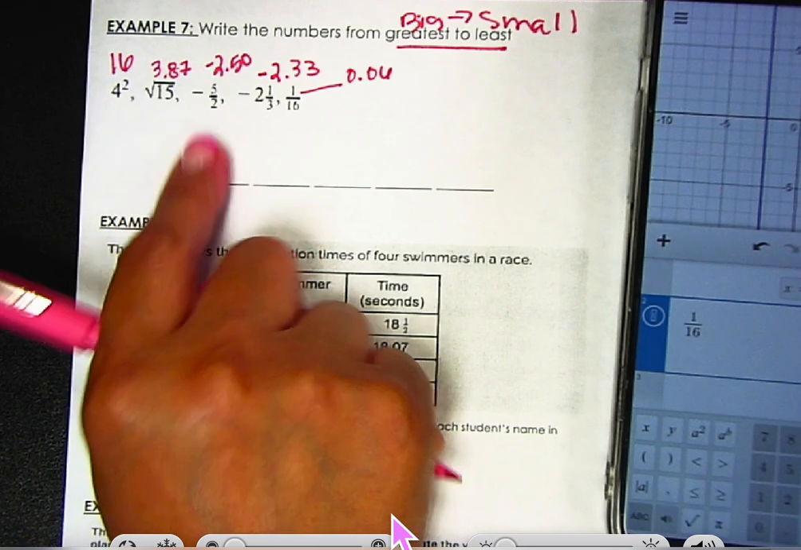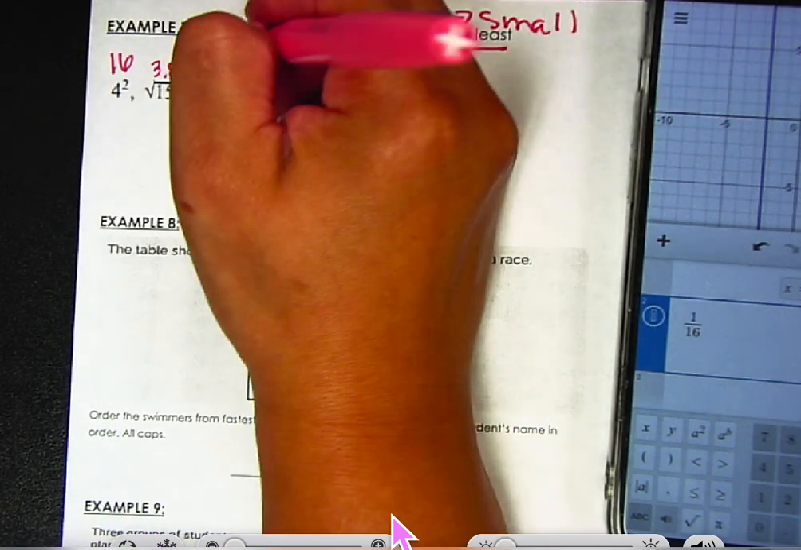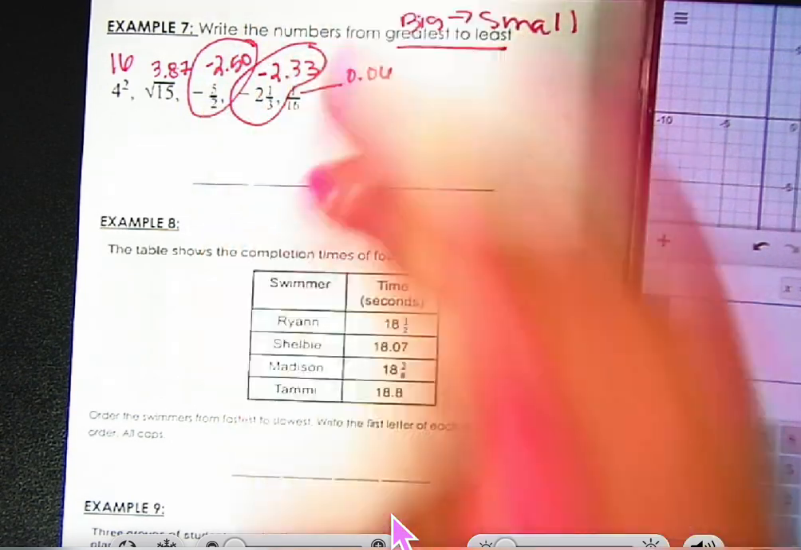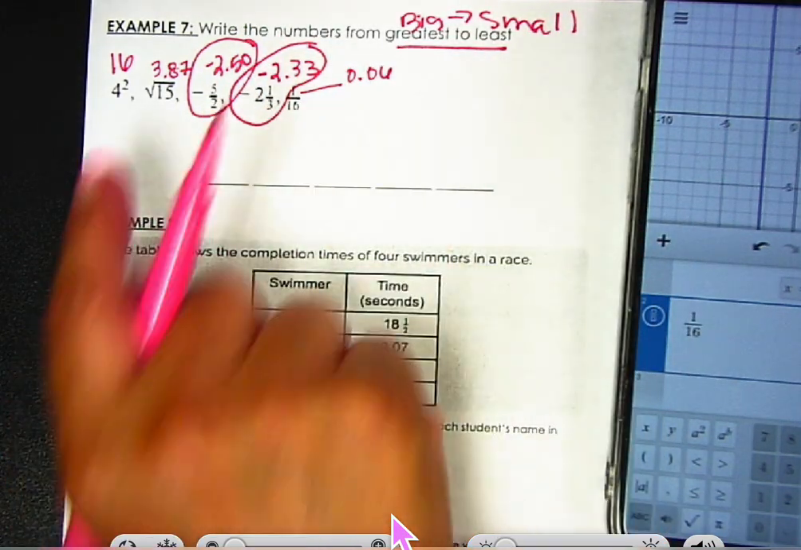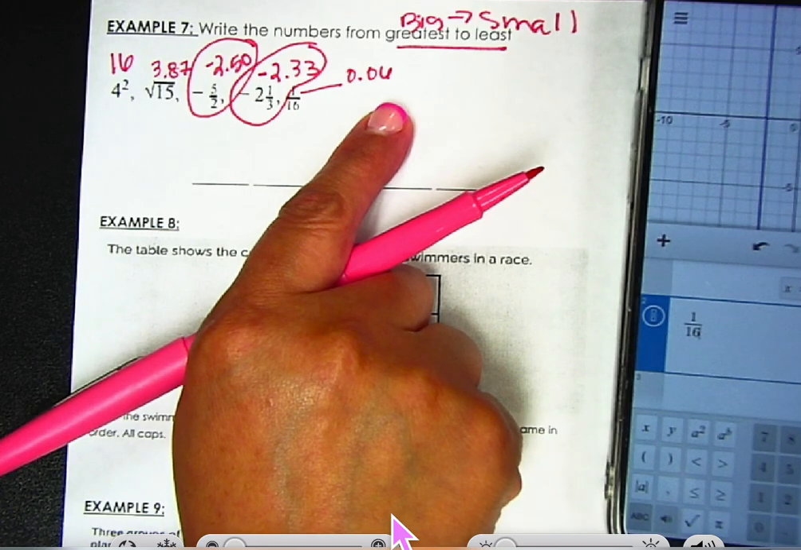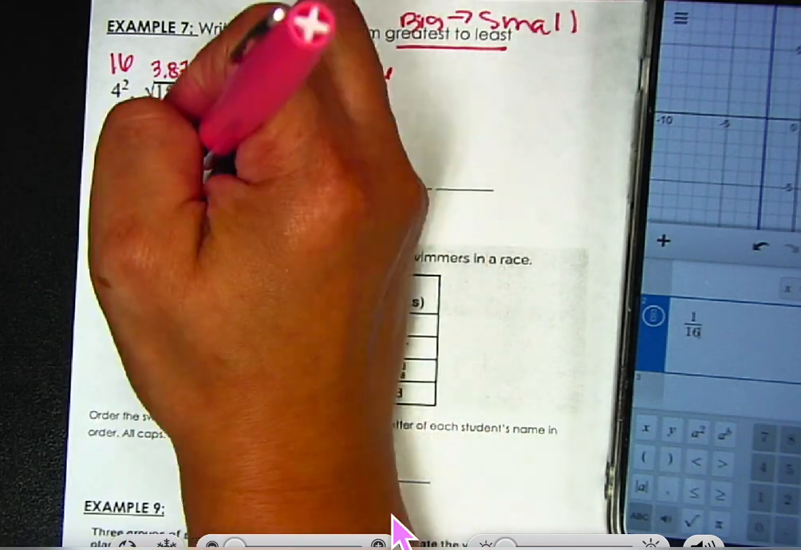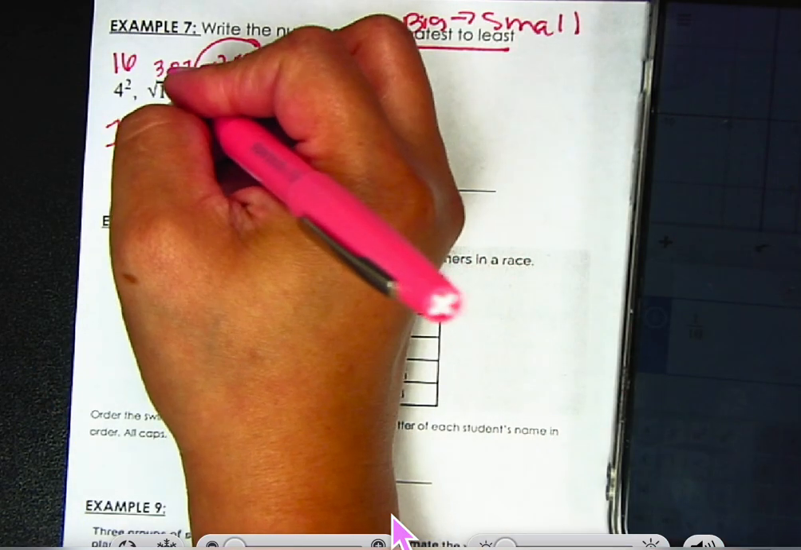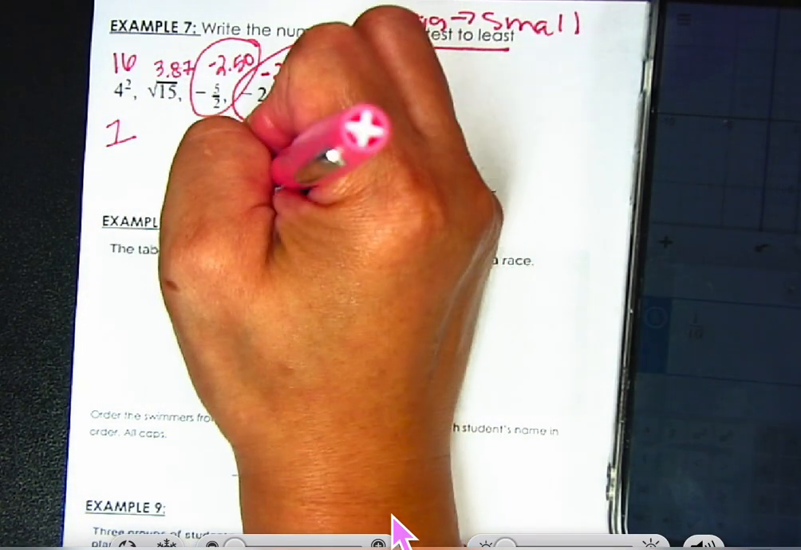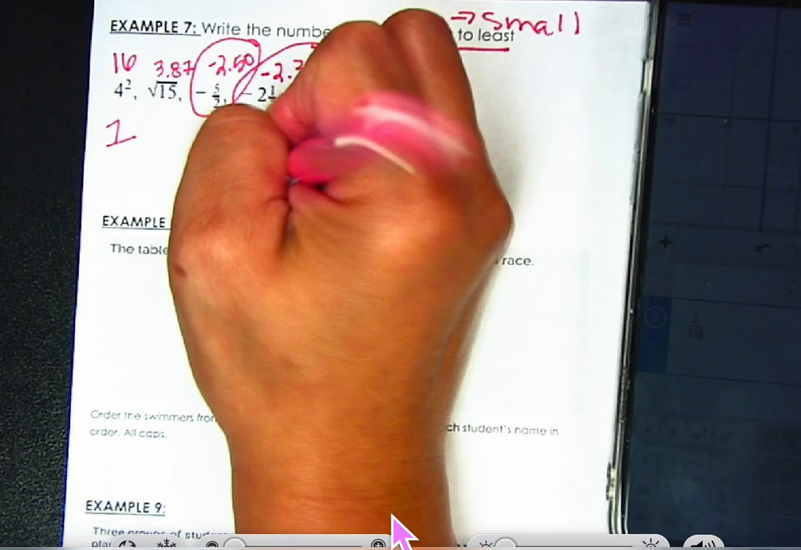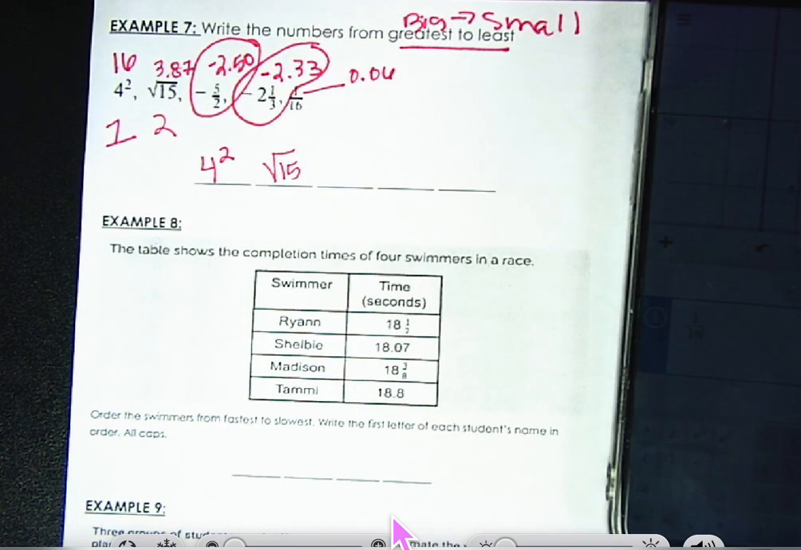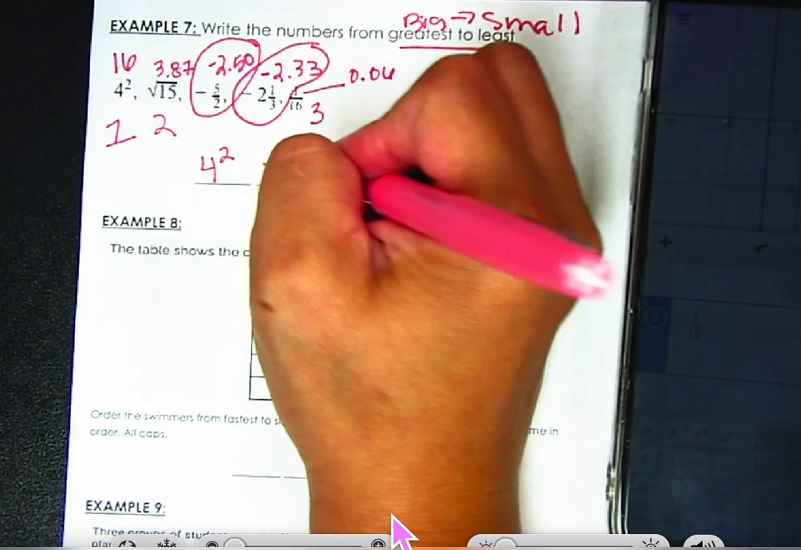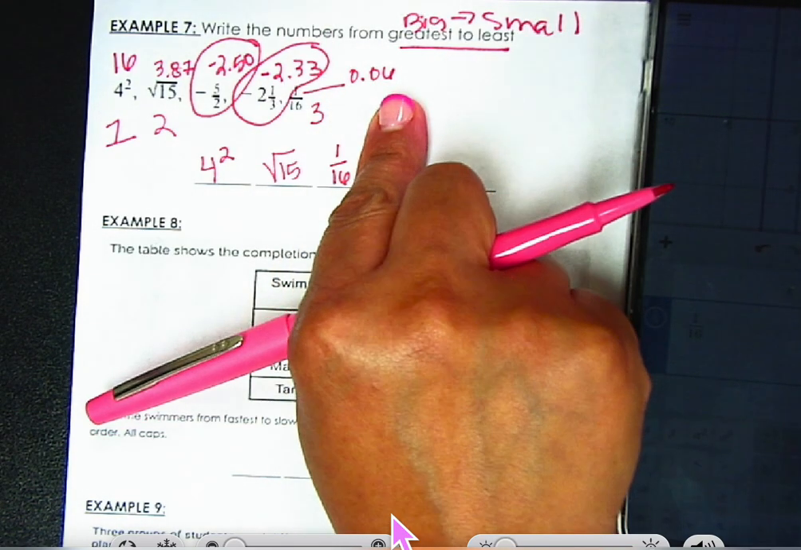So I know I want the largest number here. So one thing that I do is I like to circle my negatives. That way I know that these are the smallest numbers that are going to go on the back. So now I can look at all the positives I have. And I know my largest number is going to be 16, so I'm going to put 4 squared. My next number is going to be 3.87. So I'm going to put the square root of 15. I'm going to put 2. That's the order that it goes. And then my next largest number is going to be 1 out of 16, which is the 6 cents.